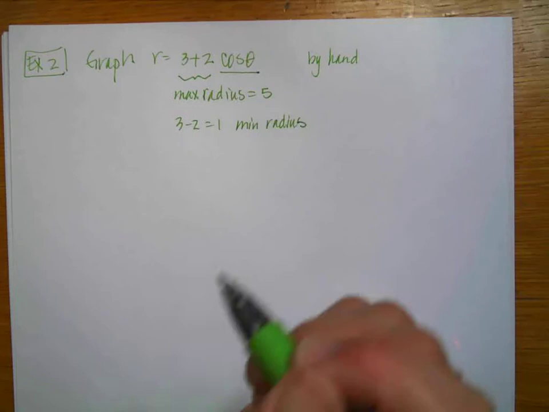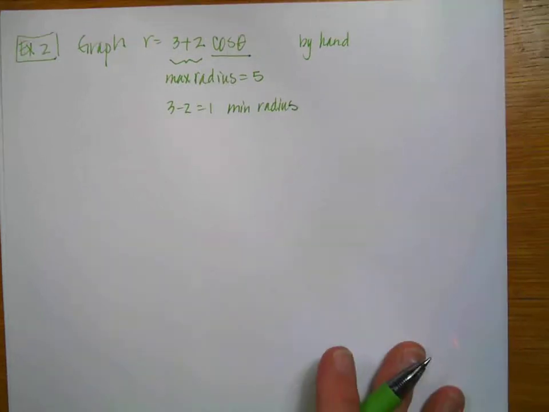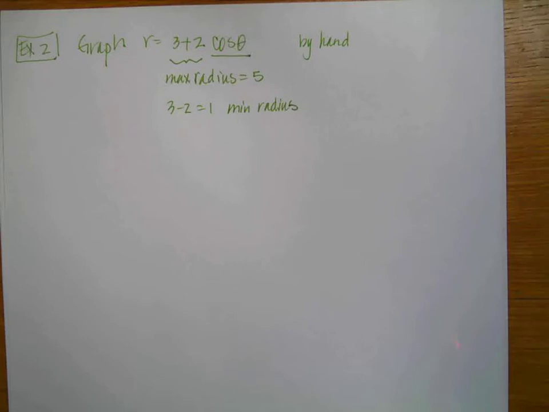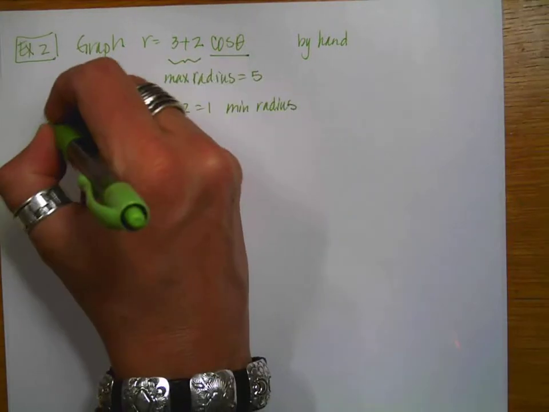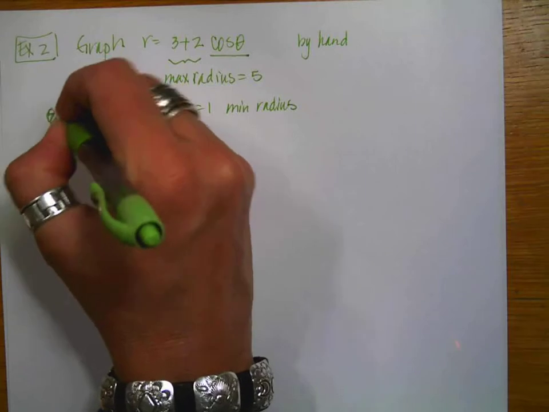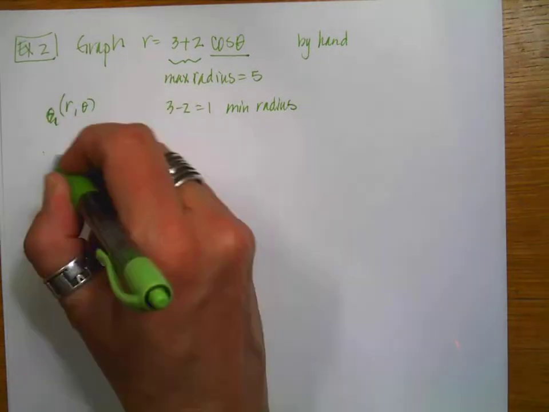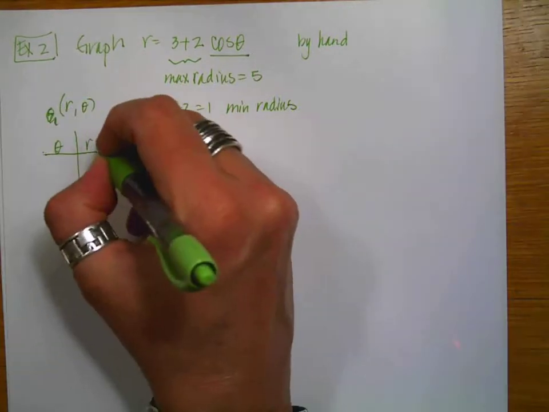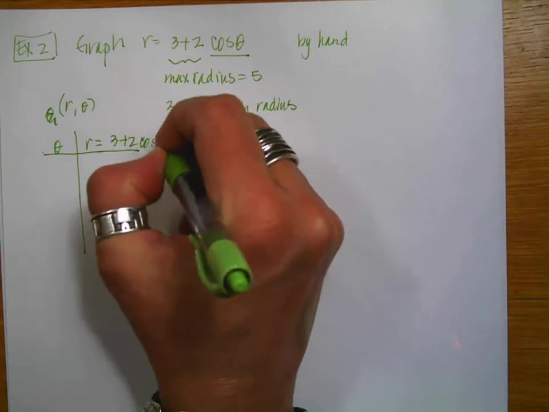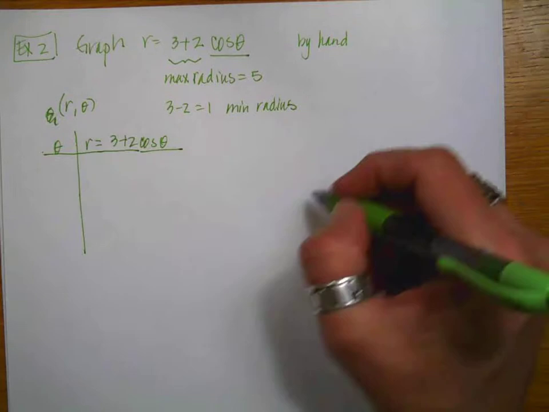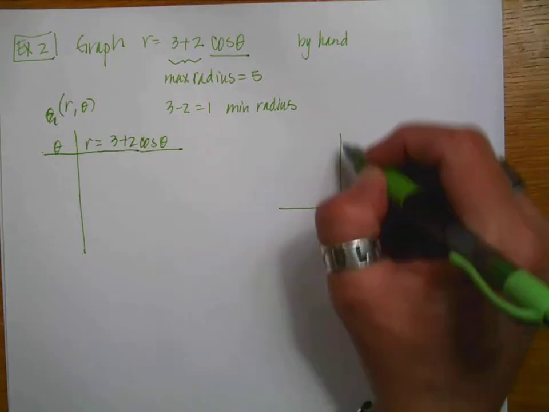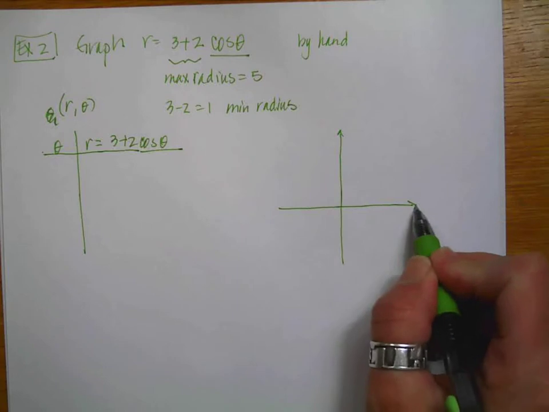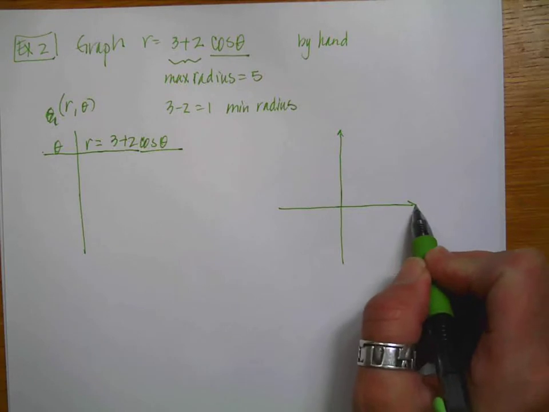This is symmetric about the horizontal axis, so I'm going to choose values in the first quadrant and a couple in the second, and then I can reflect those. So let's do our table of values. Remember my points are r comma theta, but we always graph theta first. So here's going to be my theta, and this is my r, which is 3 plus 2 cosine theta. I'm going to put my little coordinate system over here. I'm symmetric about the polar axis, the horizontal axis.